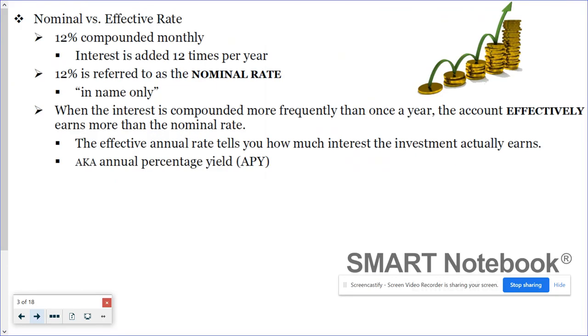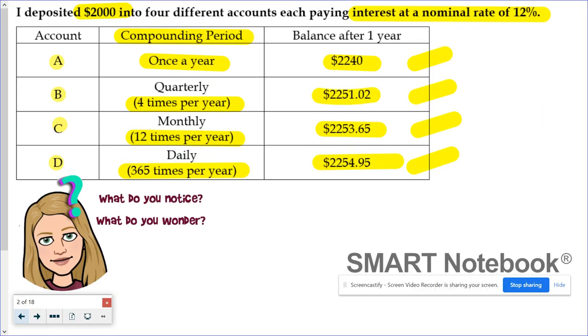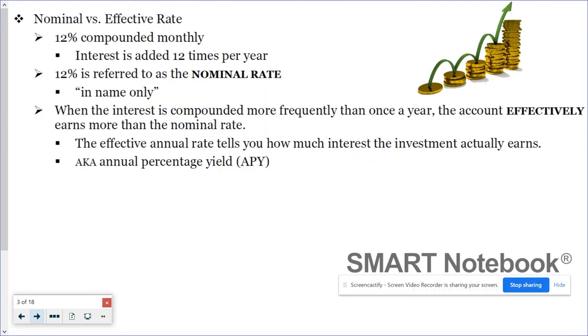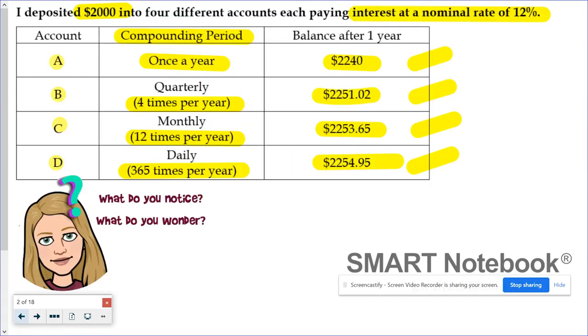So they mentioned the nominal rate. They said like 12% interest. Okay. So I was just making 2,000 times 12% of that added, I'm looking at $2,240. So no matter what, that 12%, that's a nominal rate. That's like the stated rate. When the interest is compounded more frequently than once a year, the account is effectively earning more than the nominal rate. So when it was compounded quarterly, monthly, or daily, notice that these values were more than the 1 year rate.